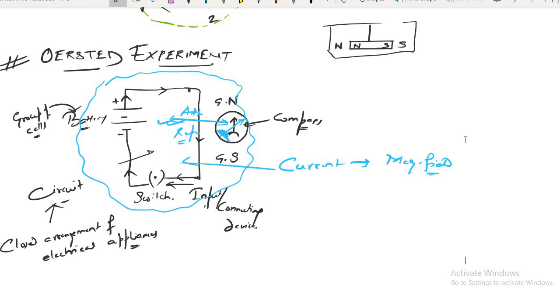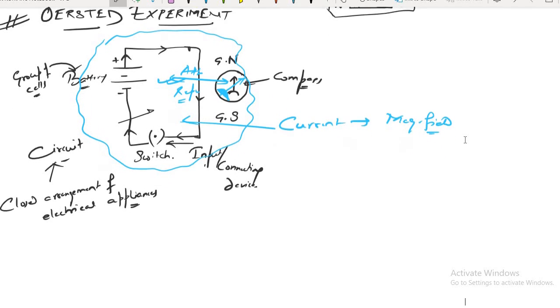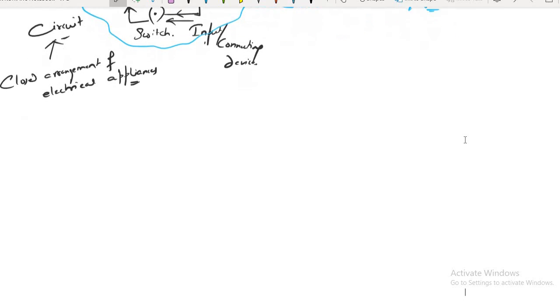Now, one very important thing. Next is magnetic field pattern. Next what you have to study? Magnetic field pattern. Let me give the heading as magnetic field pattern.